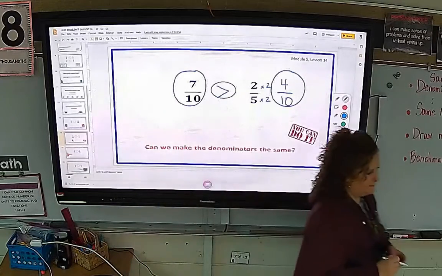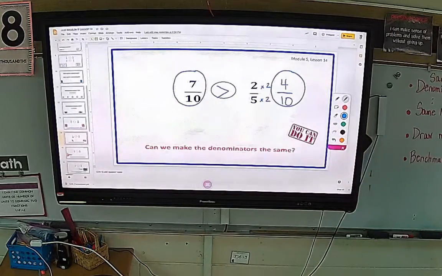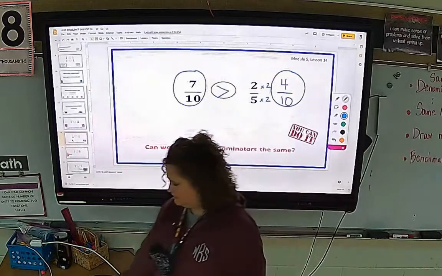Okay. So if there is a way to make one of your fractions have the same denominator as the other, then you need to do that and make everything a whole lot easier. Okay, let's look at a few examples of this.